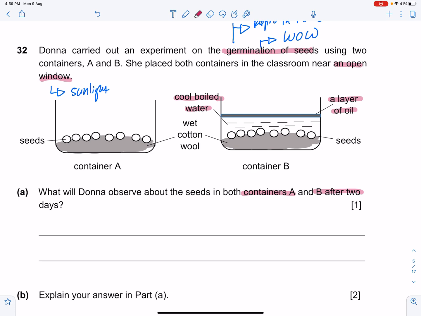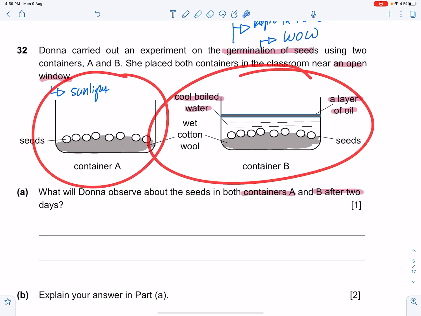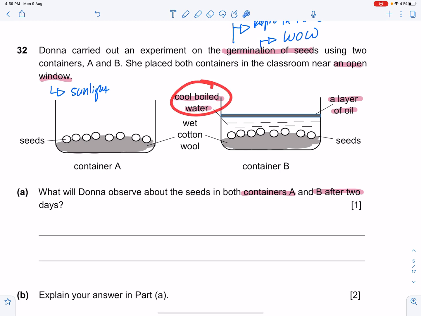Why is there cooled boiled water and why a layer of oil? Where we see the difference between these two, we must ask ourselves, why is the question adding these two additional variables in B? How does it affect my experiment setup? We know that cooled boiled water actually removes dissolved oxygen. Okay, so there's no more oxygen. That's why the boiled water is there.